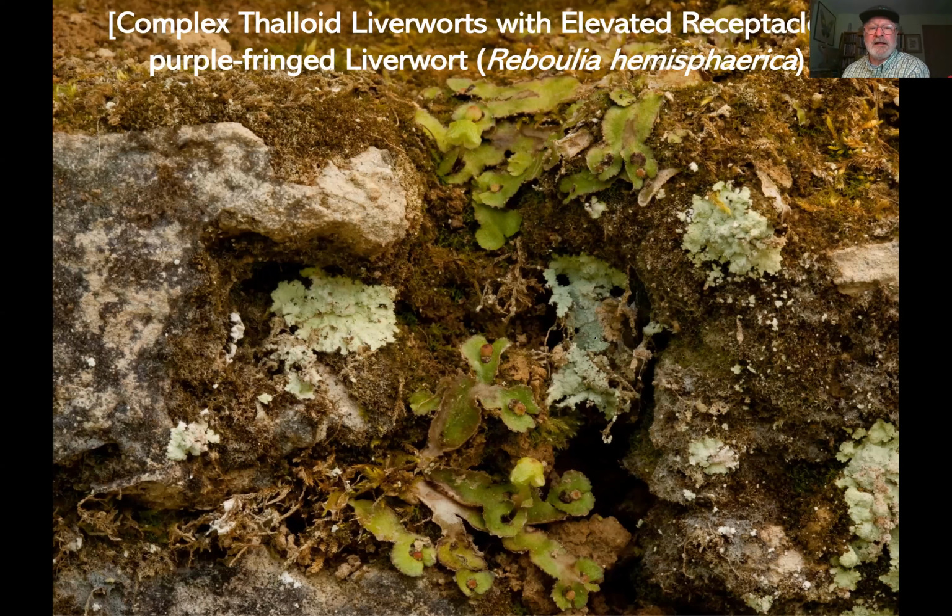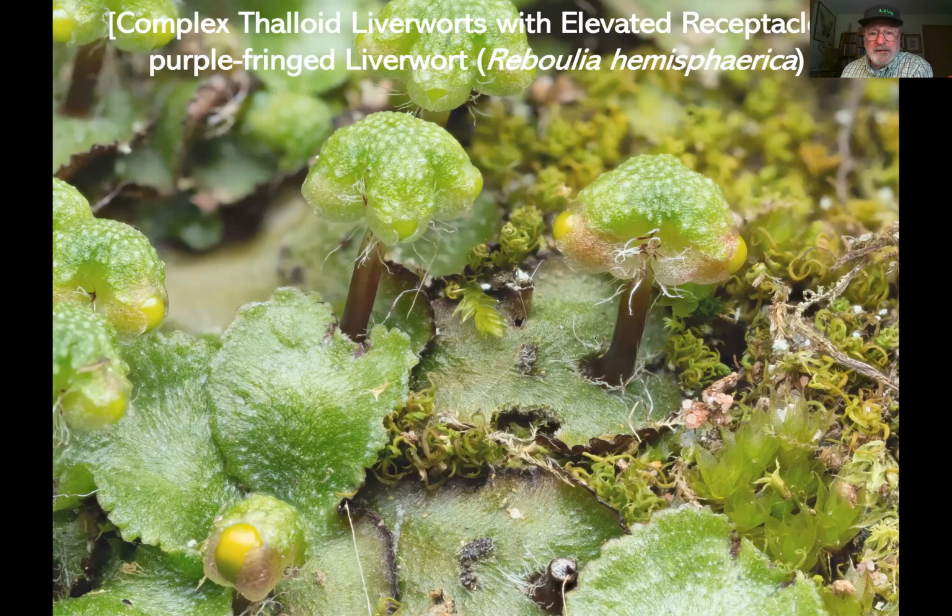Here's another complex thalloid liverwort with elevated receptacles. This is purple-fringed liverwort, Reboulia hemisphaerica, and it is also a calciphile, but not as strict a one as the Marchantia quadrata. And it has only the female receptacles. The two that are shown here, you can see green, smooth sporophytes just sticking out from the margins of these receptacles.